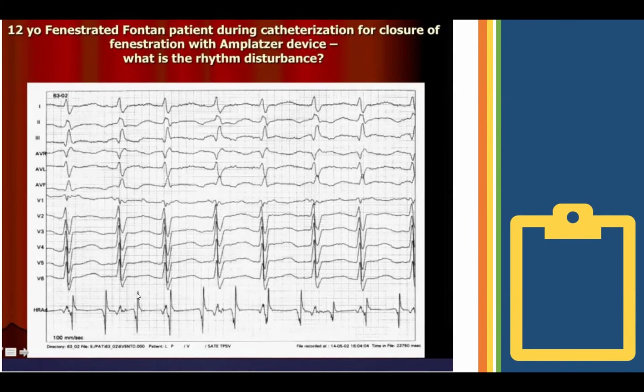And this is probably a patient who has, do you think this is a lateral tunnel Fontan or an extracardiac Fontan, Ivana? I'm going to say we're recording electrical activity in the right atrium there. So probably a lateral tunnel.